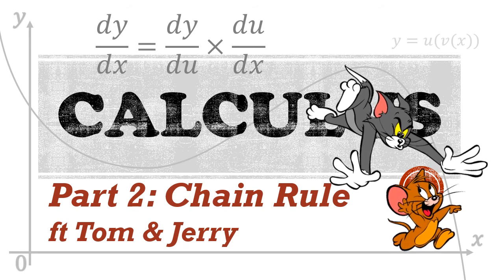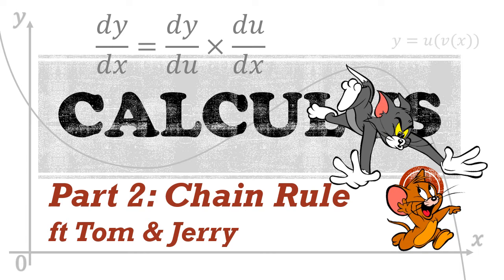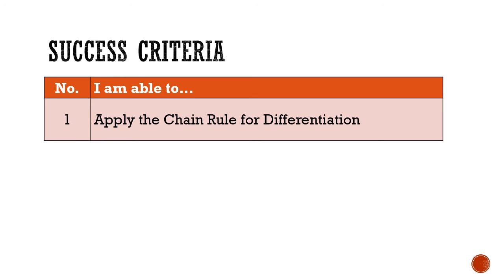In this video, with the help of Tom and Jerry, we'll be looking at another general rule known as the chain rule. The success criteria for today will be for students to be able to apply the chain rule for differentiation.